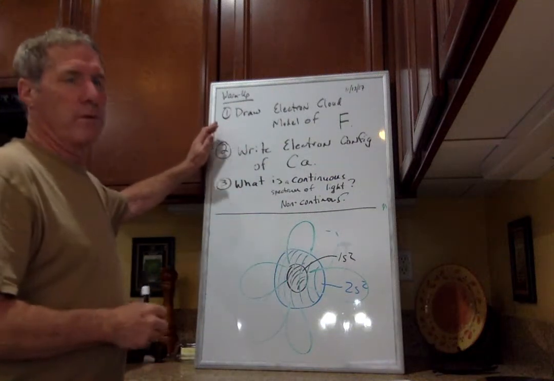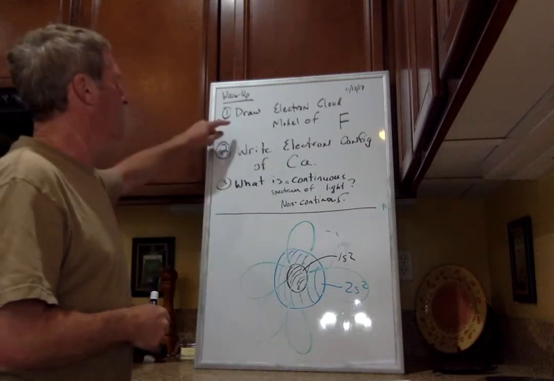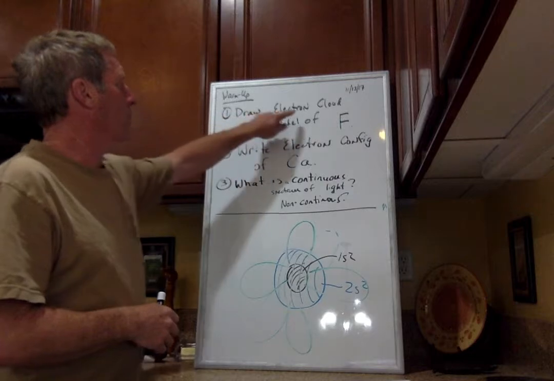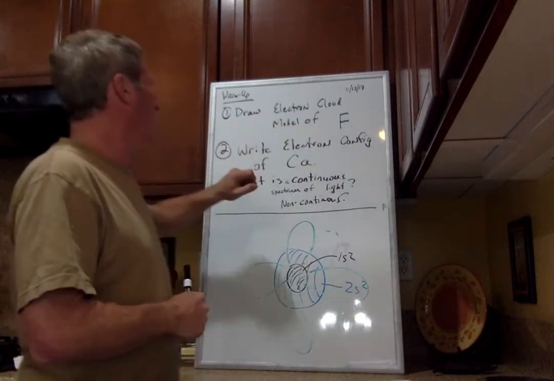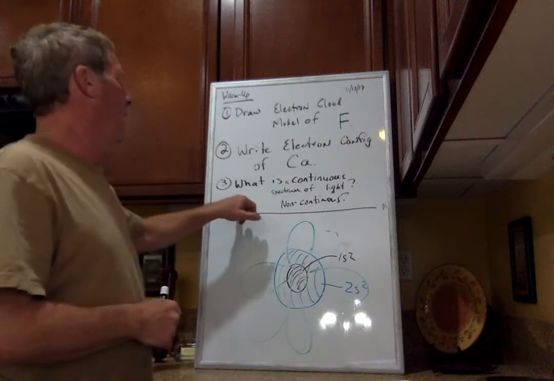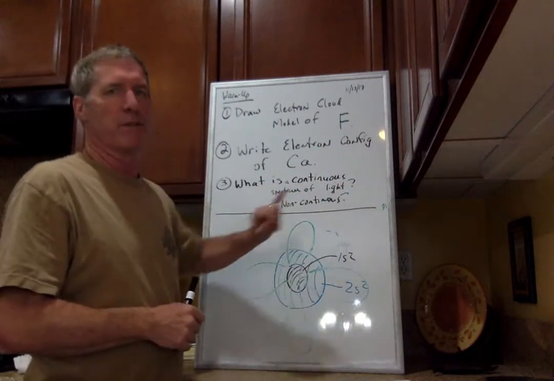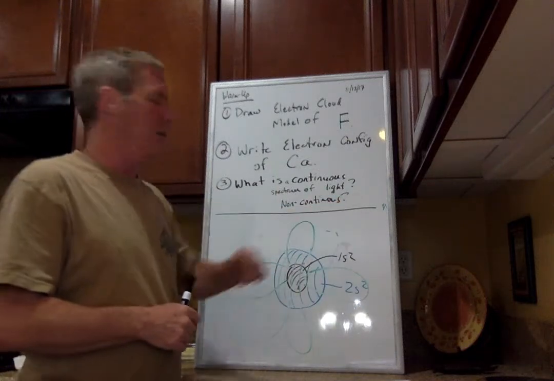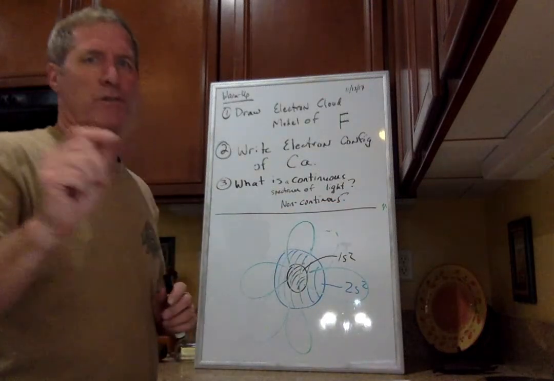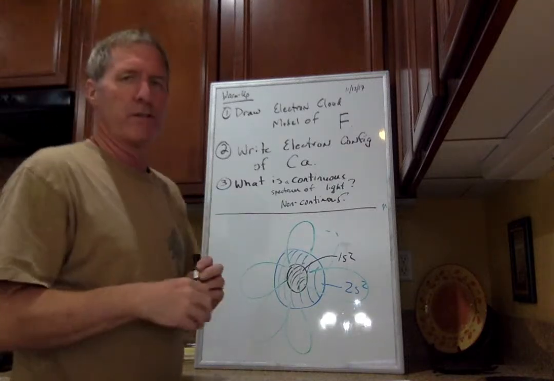Please do this in your warm-up book and then I'll give you the answers or something like them at the end of the lecture. Draw the electron cloud model of fluorine, write the electron configuration of calcium, and then write down what the definition of a continuous spectrum of light is, as well as a non-continuous spectrum of light. So go ahead and do that in your warm-up books, and then come back to this video when you're done with your warm-up.